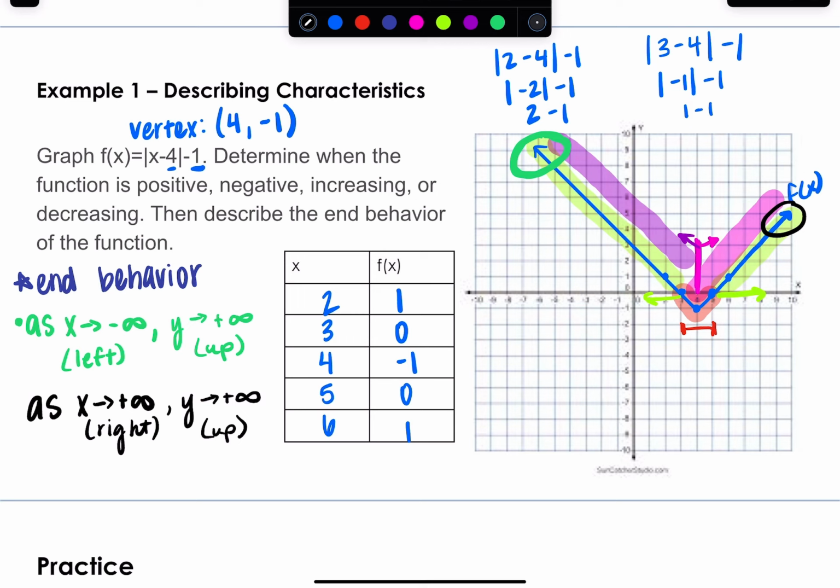If it were facing downward, it would be negative infinity. All right, so that is our example for describing the characteristics.